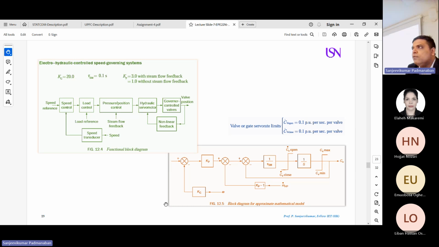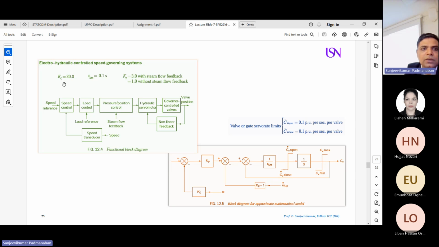Now I'm going to move from the mechanical part to the electrical part. So first I finish the turbine model. I design the turbine model. I fix each value. I know how to design it in the software. And I finish my mechanical part. Now I'm moving to the electro-hydraulic control, second part, speed governing system.